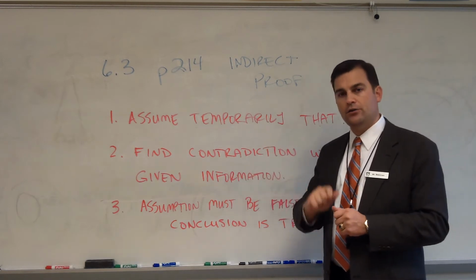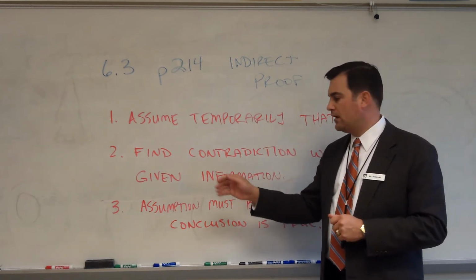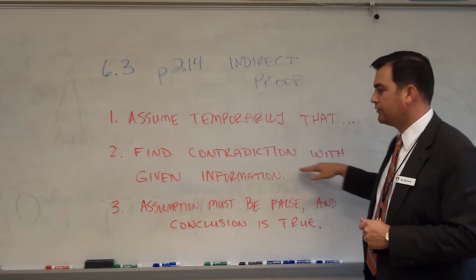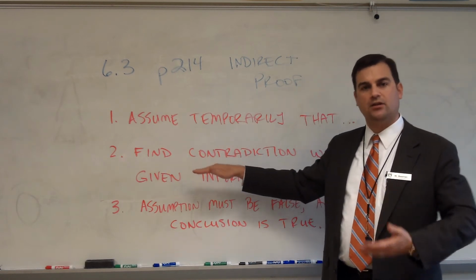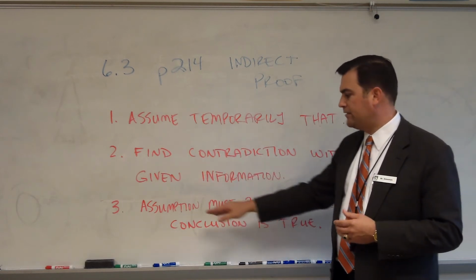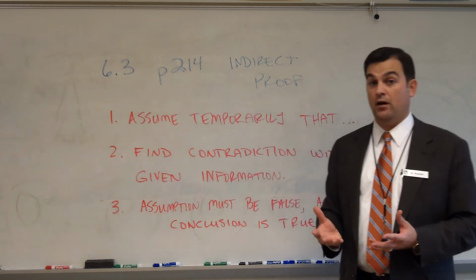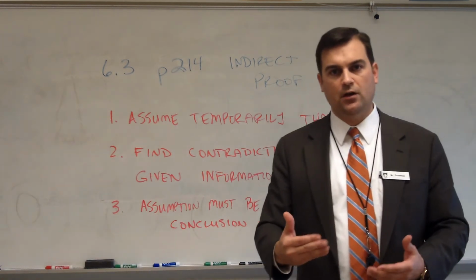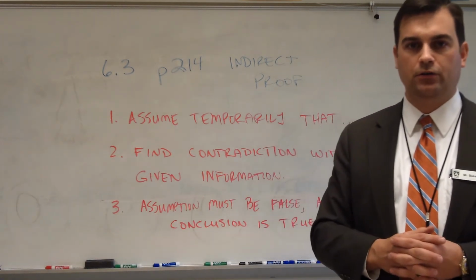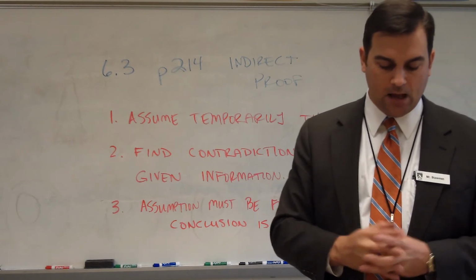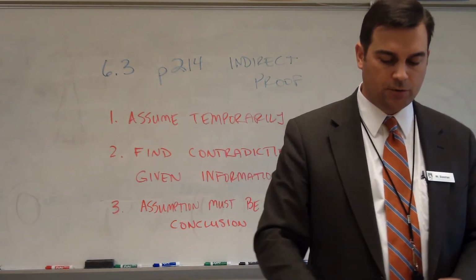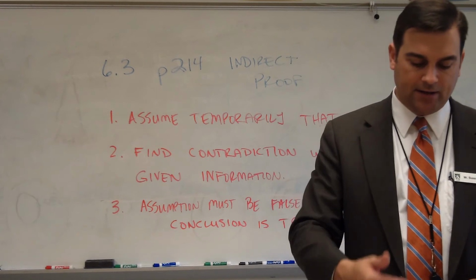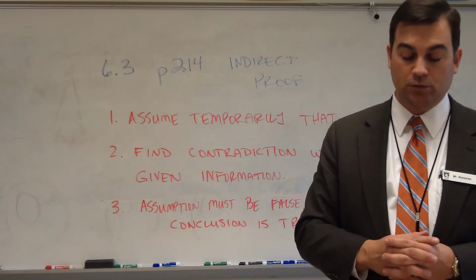Then you would just write out your proof as a paragraph, and then once you reach a logical contradiction, state that this contradiction has occurred, and therefore my assumption must be false. And if my assumption is false, then my original conclusion must be true. That's how we will tackle indirect proofs in this class, and that's what my expectation is that you would do for this homework.